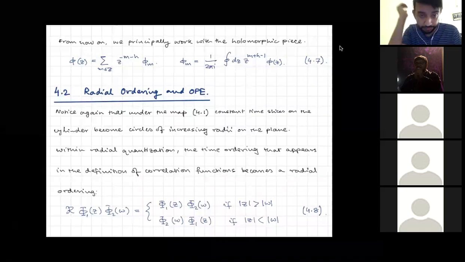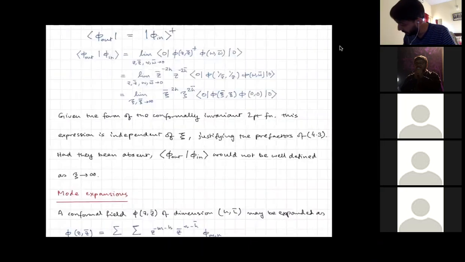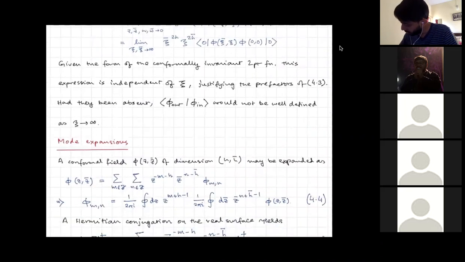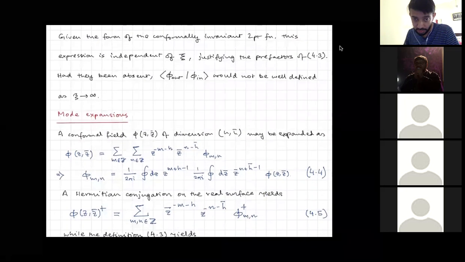Hello, sir. Yes. Can you go back a little bit? Sure. The previous page. This mode expansion that you wrote down. Yes. Can you just justify this again? This 4.4.